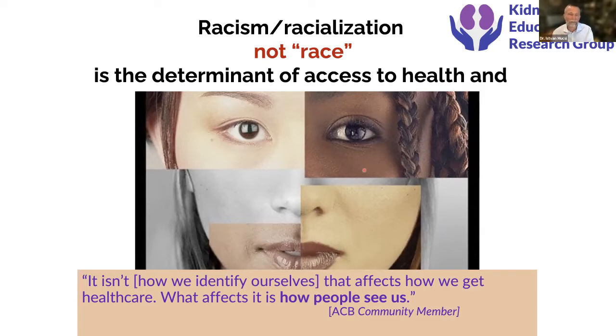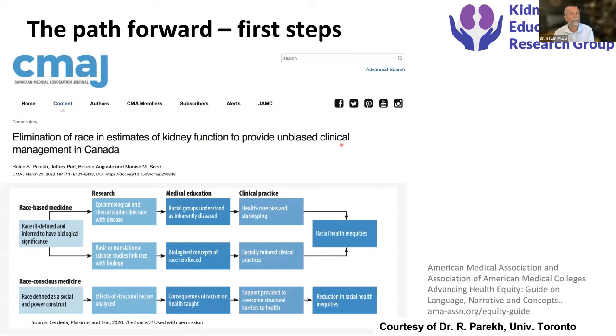And we have been doing research about discrimination and about access to healthcare in the Black communities. And one of our participants stated this, that it isn't how we identify ourselves that affects how we get healthcare, but what affects us is how other people see us, how the healthcare system sees us. And that is actually really the perspective that racism and the racialization is the determinant of access to health and healthcare, and not the race or the racialized category itself.